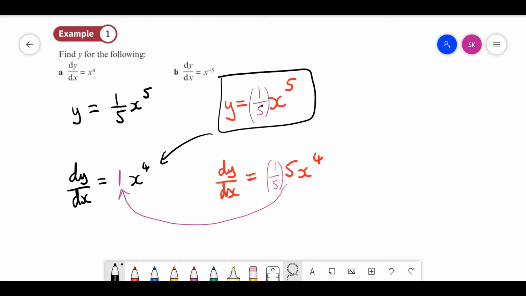Have you checked that it works? Good. That is pretty much all the integration is, guys. That's it. However, there's one little extra bit that we need to think about.